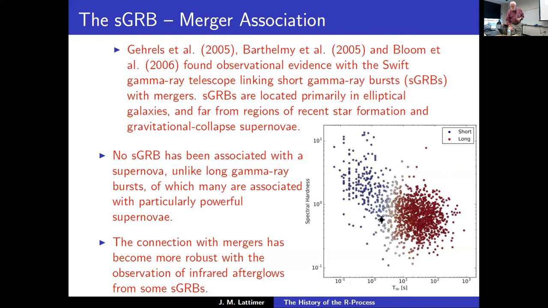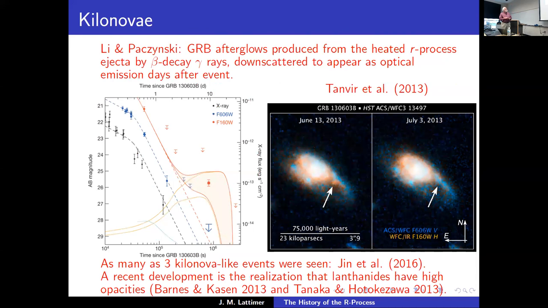So Li and Paczynski's idea has received a lot of attention, that the gamma ray burst afterglows produced from the heated R process ejecta would be downscattered to eventually appear as optical emission. And the more recent work suggests that the high opacities will downgrade the radiation further into the infrared. And so this is the case of gamma ray burst 130603B that was observed, that there's a single data point that suggests an infrared emission roughly several days, almost 10 to the 6 seconds after the event. But since it's a single data point, this is a very weak observational demonstration of a kilonova.